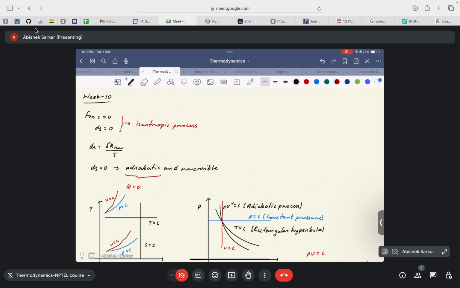Okay. So last week we were discussing the thermodynamic property, that is entropy. We found out that, like internal energy, entropy is also a thermodynamic property, or a point function, or a property of a system. All these terms can be used interchangeably. So entropy is a point function, so it depends on the end points of the process, right?